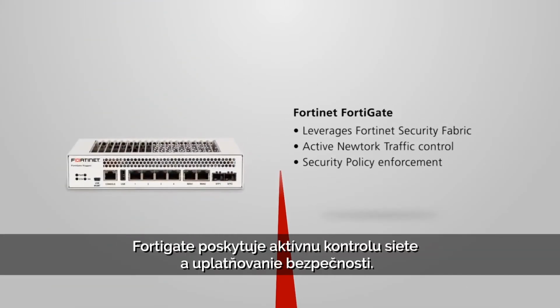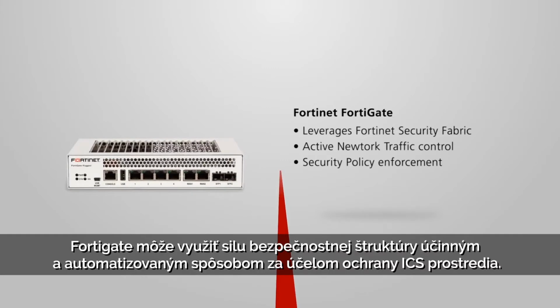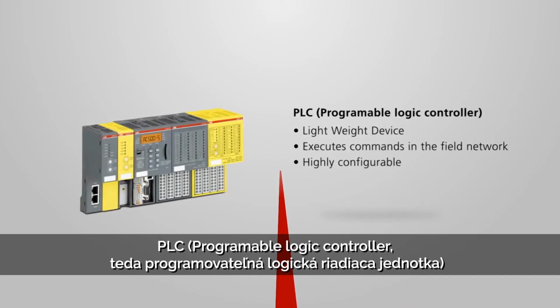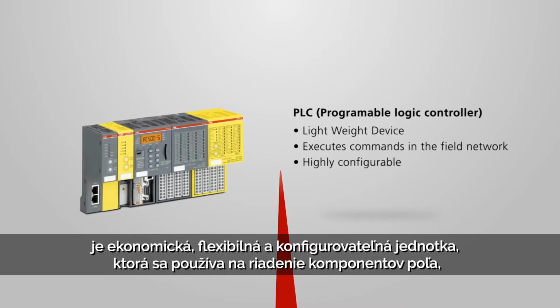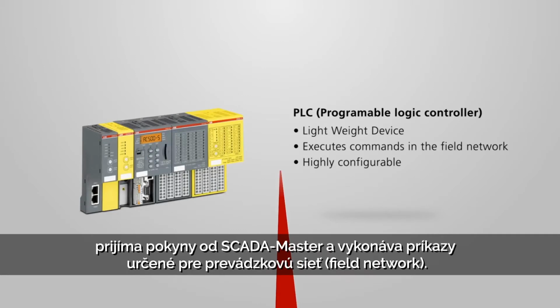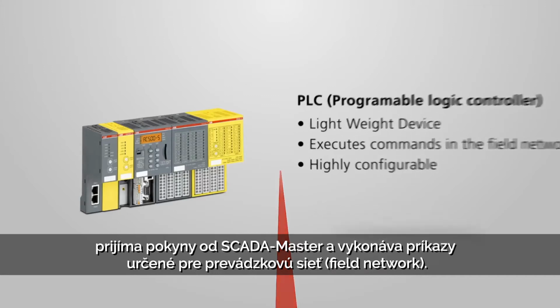Fortigate. The Fortigate provides active network control and security enforcement. The Fortigate can leverage the power of the security fabric to protect the ICS environment in a powerful and automated way. PLC is an economical, flexible, and configurable controller that is used to control field components such as the various valves, pumps, and sensors. It receives instructions from the SCADA master and executes commands to the field network.